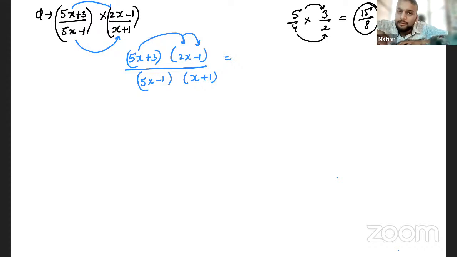So normally you have to multiply like 5x will multiply with both the terms. In the same way, plus 3 will also multiply with both the terms. In the same way, minus 1 will multiply with both the terms. Then you have to write it there.